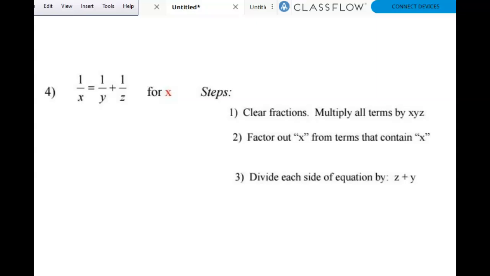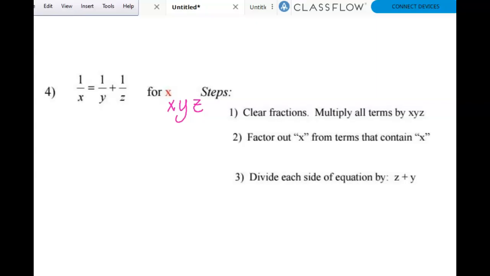Okay, this one I have 1 over x equals 1 over y plus 1 over z. Now, if I had 1/2 equals 1/3 plus 1/4, what would I have to do? We need a common denominator, right? What would the common denominator be here? She said 1, 2, and 4. No, I said 2, 3, and 4, whatever.